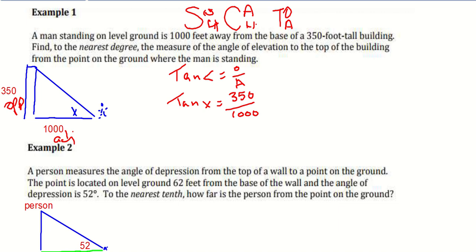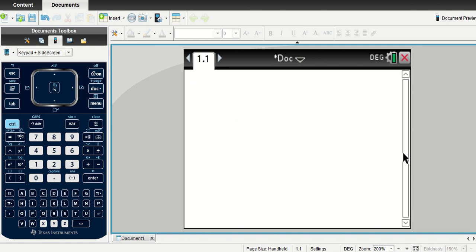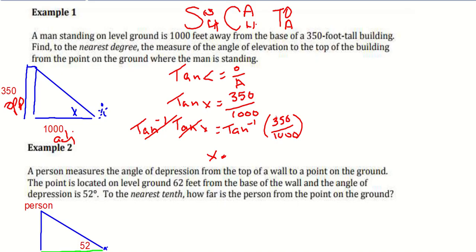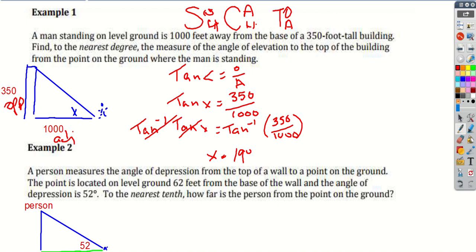And then we're going to go ahead and take the tangent inverse of both sides. Since we're looking for the angle, we have to use the inverse. And then we're going to take our calculator and type in 350 over 1,000, tangent inverse of it, and we're going to get 19.29. It does say nearest degree, so that's 19 degrees.